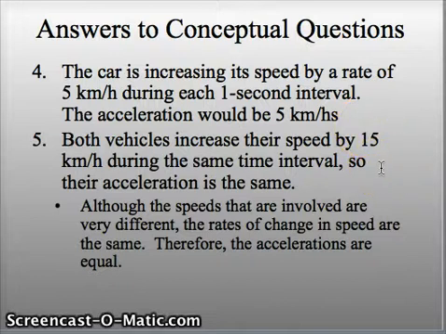Now, both vehicles will have the same acceleration, even though they start off at different speeds. The fact is, they will increase their speed by 15 kilometers per hour during that time interval, so their acceleration is the same. If you have a question, again, ask tomorrow, and see about getting your questions and concerns figured out tomorrow.